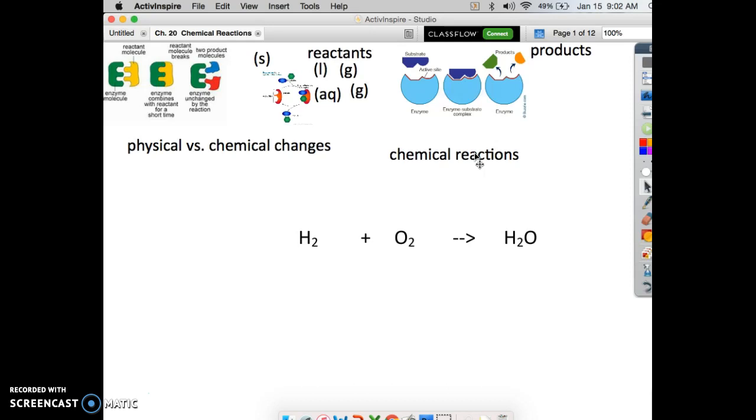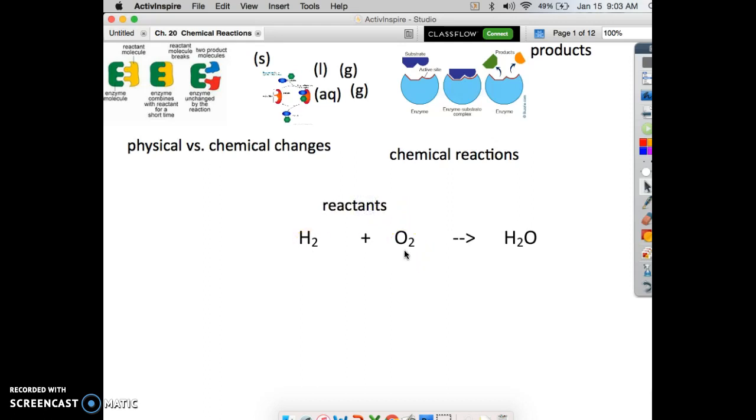Now, we've talked about formulas. We use a formula to show which ones we're putting together to get these reactions. In this case, we're taking hydrogen gas and adding it to oxygen gas, and we're going to get water. The chemicals that we start with are called our reactants. In this case, we have two reactants: hydrogen and oxygen gas.